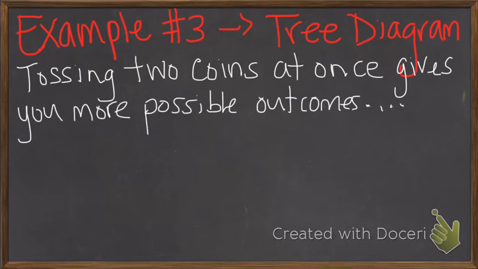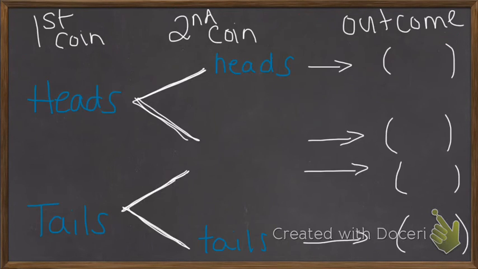So the possible outcomes can actually be shown using what we call a tree diagram. It doesn't look like an actual tree, but it does have branching on it. If we're tossing 2 coins at once, it gives you more possible outcomes, and we can organize this in a way that shows us all of the different possible outcomes that we can have. Okay? So say our first coin has 2 possible outcomes.